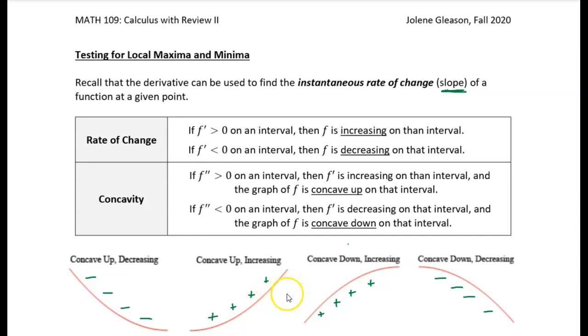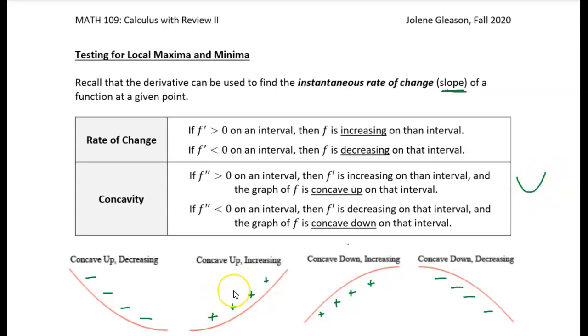All right. Now in 108, you should have also been introduced to the idea of the second derivative, which is essentially the derivative of the derivative. And you probably learned a little bit about concavity. If the second derivative is greater than 0, that means the slope is increasing, and we consider it to be concave up. So the curve, I always think of concave up as like a U, right? It's concave up. So the slope of the function is increasing.